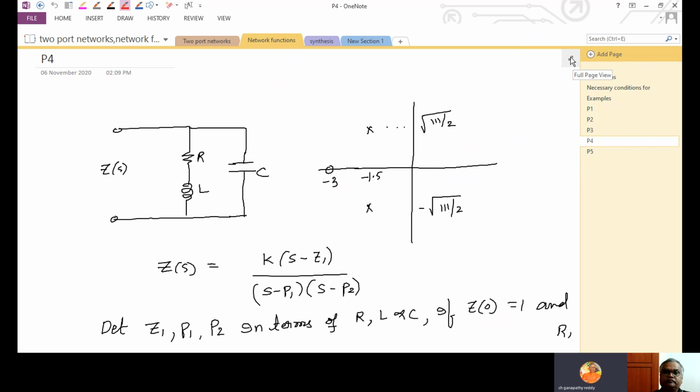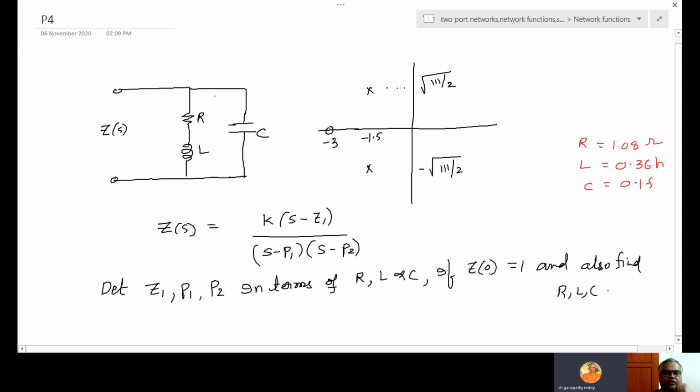This is another problem. A network is given, Z of S. Some network is given, and its poles and zeros location are also given. Now Z of S looks like K into S minus Z1 by S minus P1 into S minus P2. Determine Z1, P1, P2 in terms of RLC, if Z of 0 equals 1, and also find the RLC values.